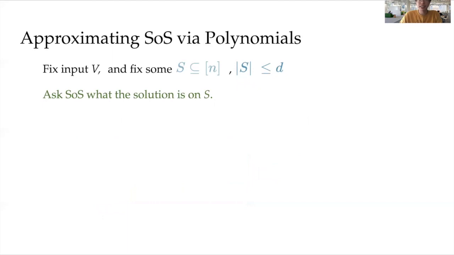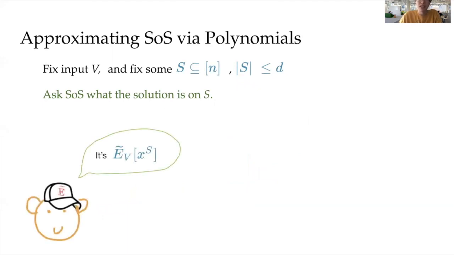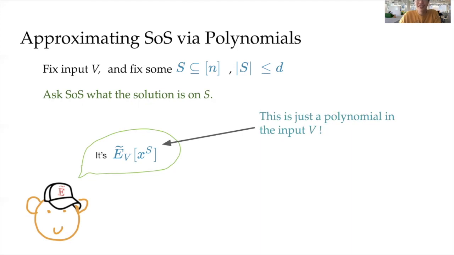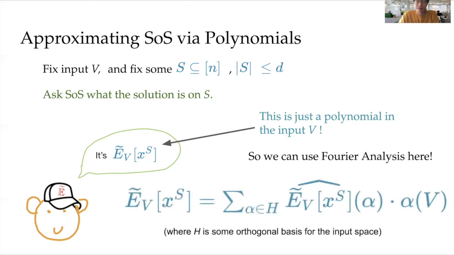And now let's fix some input V, and let's fix a set of vertices S. And we want S to be not too big. And let's ask SOS what the solution looks like on this set of vertices S. SOS will say, yeah, this is just pseudo expectation of x to the S. However, if you believe that SOS is captured by low degree polynomials, then this is just a polynomial in the input V. And since this is a polynomial, you can apply Fourier analysis here and write this entry in its Fourier expansion, which is just summing over all Fourier characters, the Fourier coefficients times the characteristic polynomial.